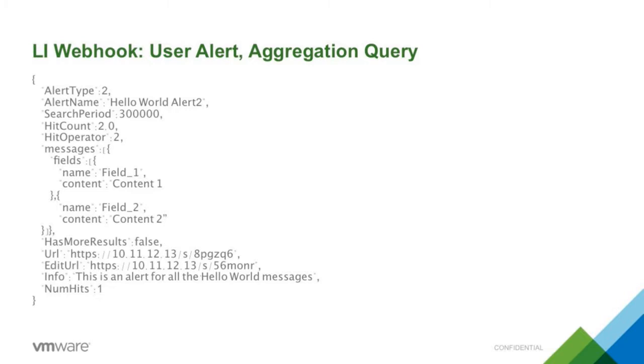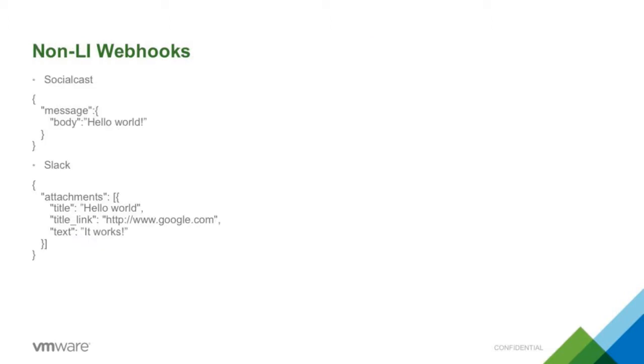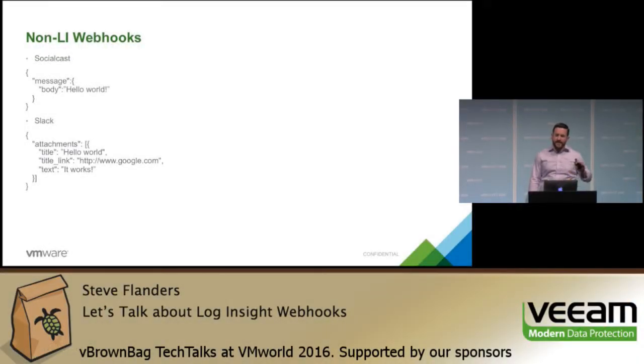But if you look at these payloads, you can see things like alert type, alert name, search period, things like that. Let's look at something like Socialcast. Its incoming webhook payload expects basically a message and a body. If you look at Slack and you want to have an attachment, it has a title link and a text. You'll see every single third-party destination has its own proprietary format. Insight's not sending in that format, it's sending in its format. And these destinations require it to be in their formats.